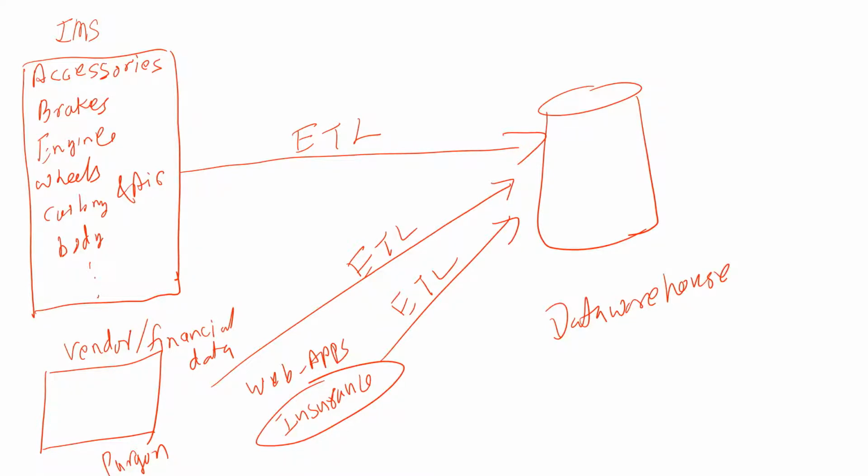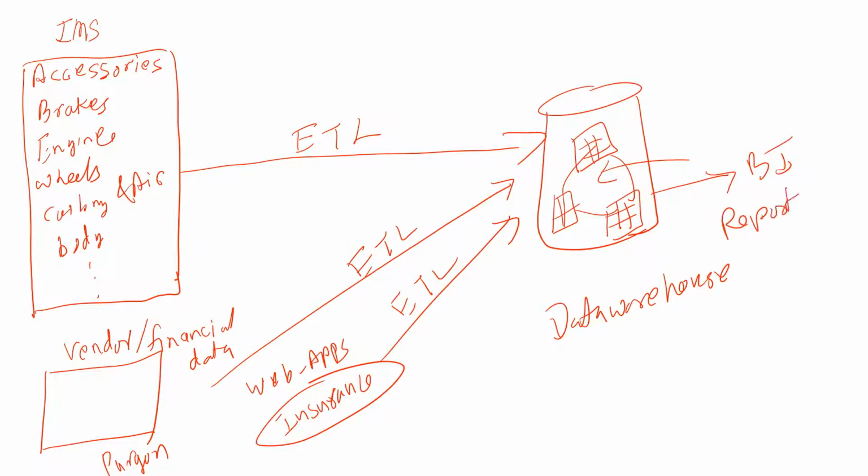And this data warehouse will contain purely structured data in table format. And these may be relational databases with different kinds of schemas. And on top of that, we can generate BI reports and dashboards where senior management is interested.